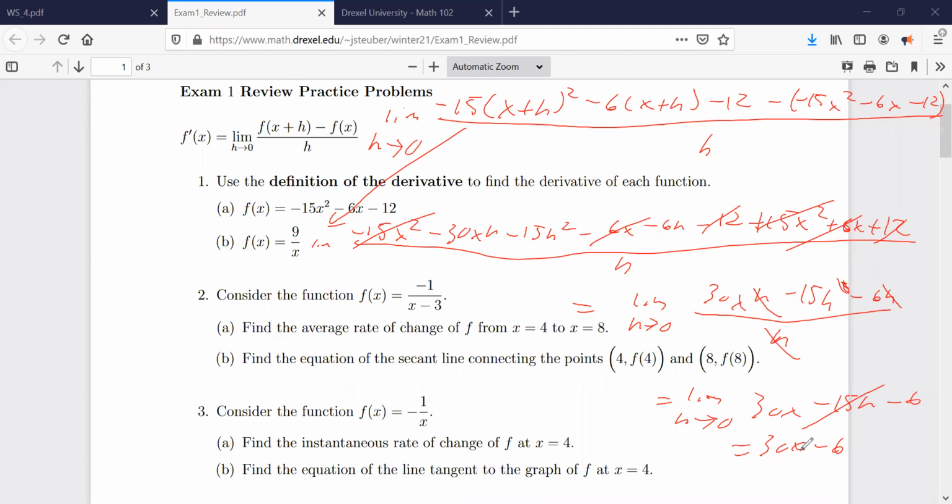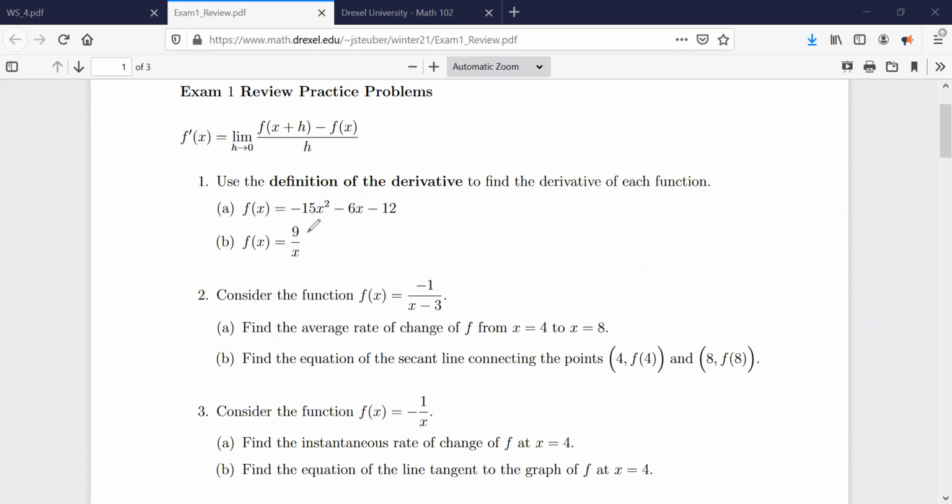Does that make sense to everybody? If they ask you to use the definition of the derivative, then you have to use the limit definition. You can't just use the rules that you have. Even though if you were just to use the power rule, you would be able to do this much quicker, right?